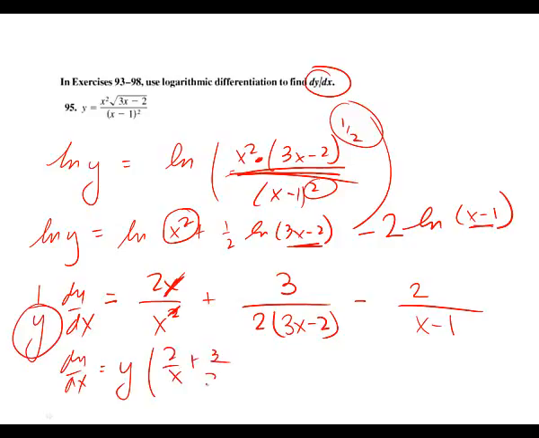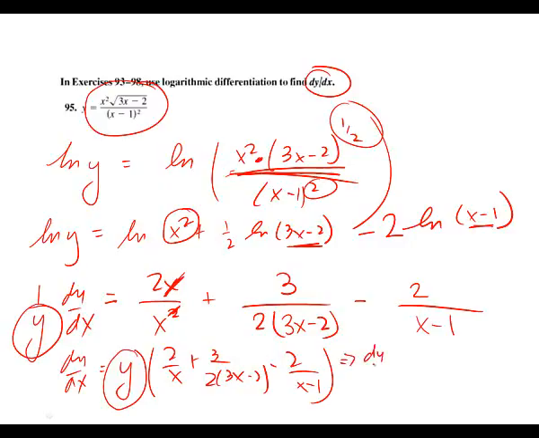2x plus 3 over 2, 3x minus 2 minus 2 over x minus 1. Do not try to simplify and make a common denominator. We'd spend all day doing that. Remember how you can't leave it in y? So the trick was, you see how we had what y equals? We plopped that in there for y.